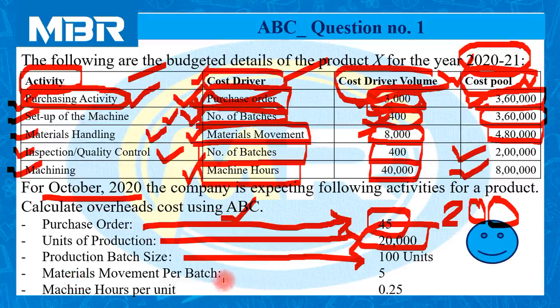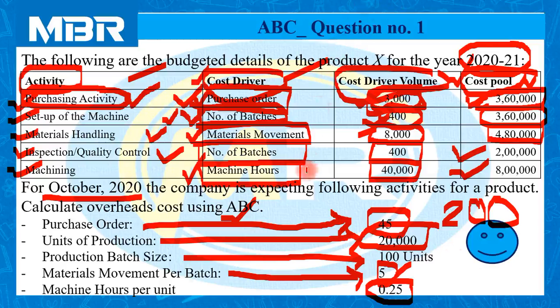Materials movement is given per batch. For each batch, we need to move our materials 5 times. And machine hours per unit: for the manufacturing of 1 unit of the product, we need 0.25 hours. With this, we need to calculate all major items.